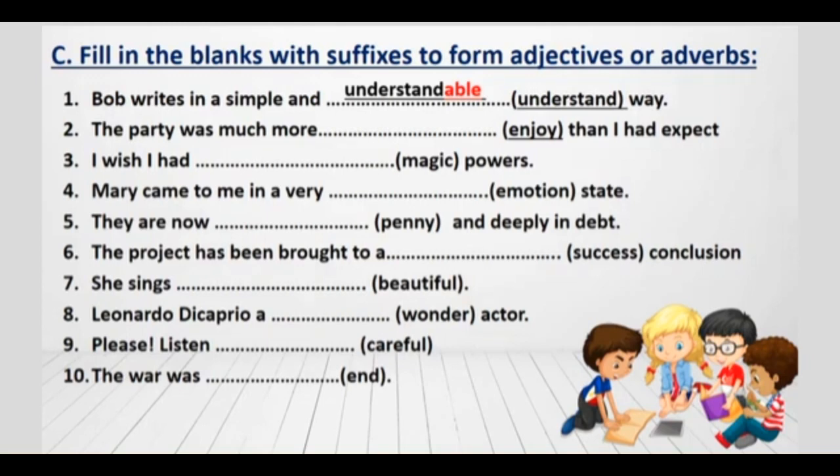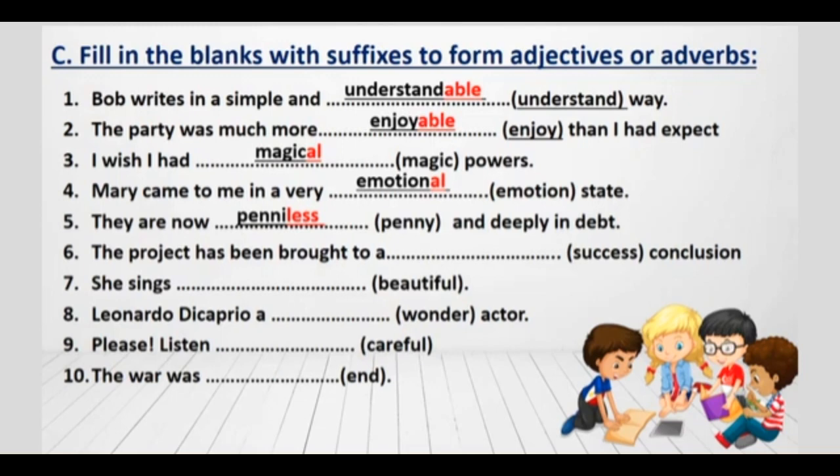The party was much more enjoyable. I wish I had magical powers. Yes. Mary came to me in a very, we say, emotional state. They are now penniless, which means they don't have any money. Penniless means no money. And deeply in debt.